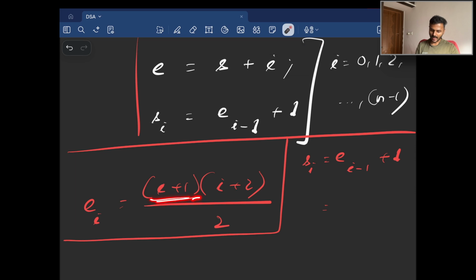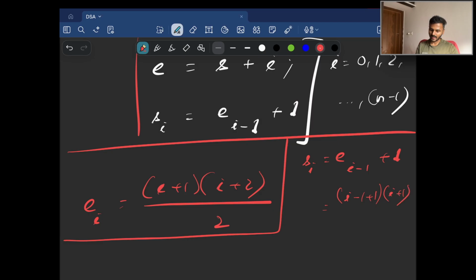So if I do that, what do we get? We have got I plus 1. So instead of I, we will put I minus 1. So we'll get I minus 1 plus 1. Then we have got I plus 2. It will be I minus 1 plus 2. So I minus 1 plus 2 is going to give me I plus 1. And this will actually be just I. So it will be I multiplied with I plus 1 by 2 plus 1, right? That is what the formula of Si will be.